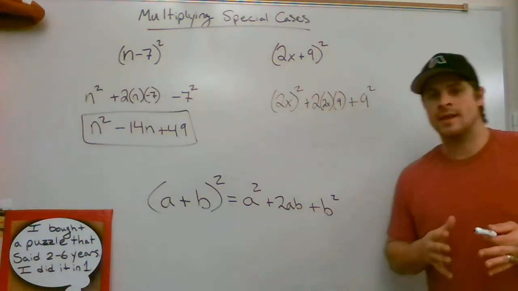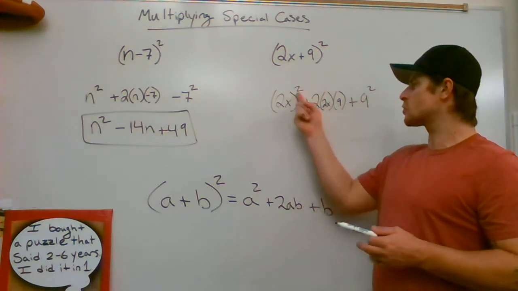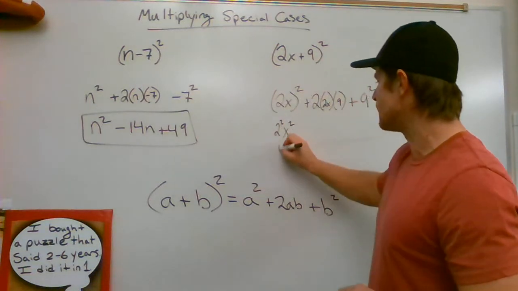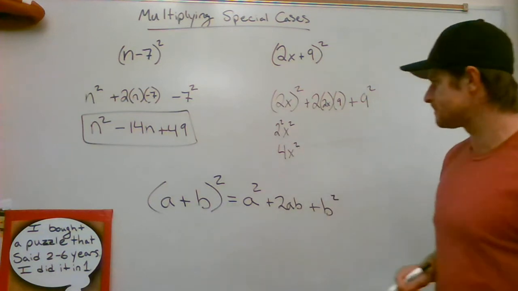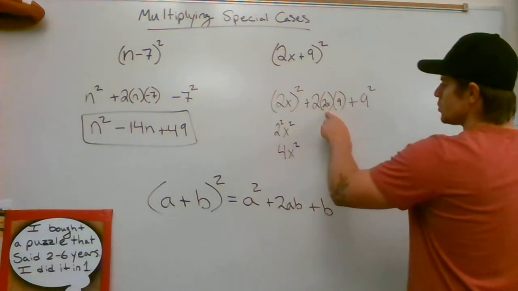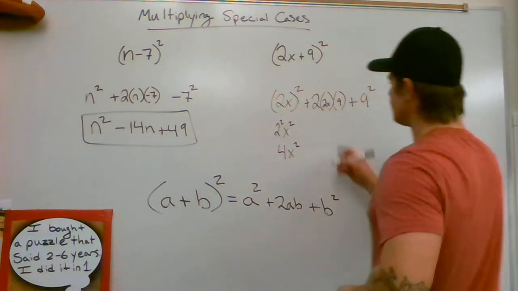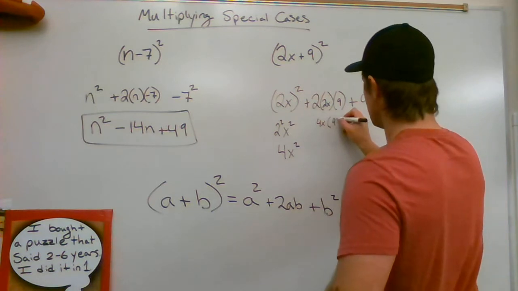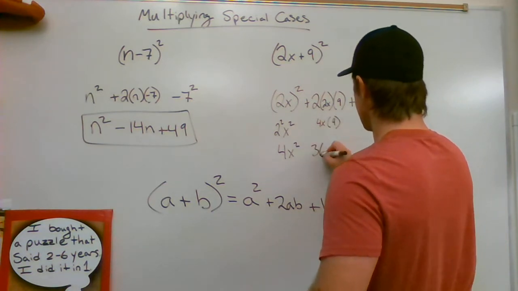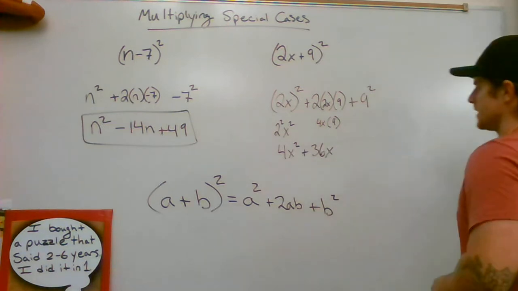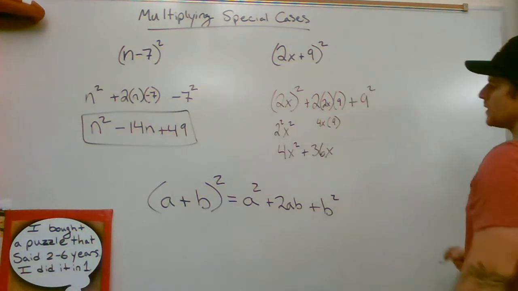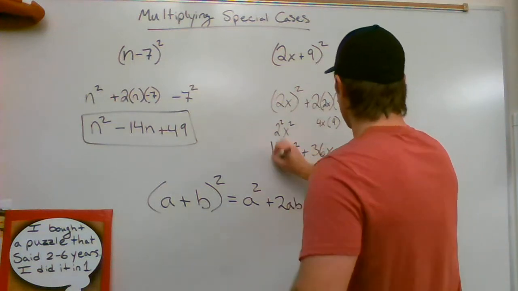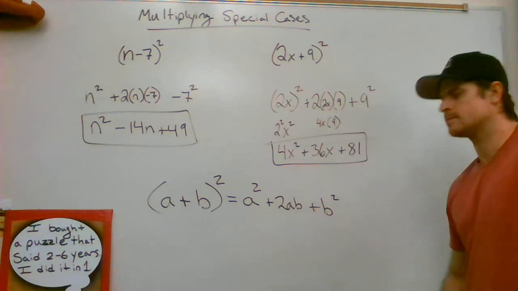Good thing that we learned our exponent rules, because 2x squared is going to be 2 squared x squared, which would be 4x squared. 2 times 2x is going to give me 4x times 9, which is going to be 36x. It's a positive 36. And then at the end we have a 9 squared, which we all know 9 times 9 equals 81. And we have our final trinomial.